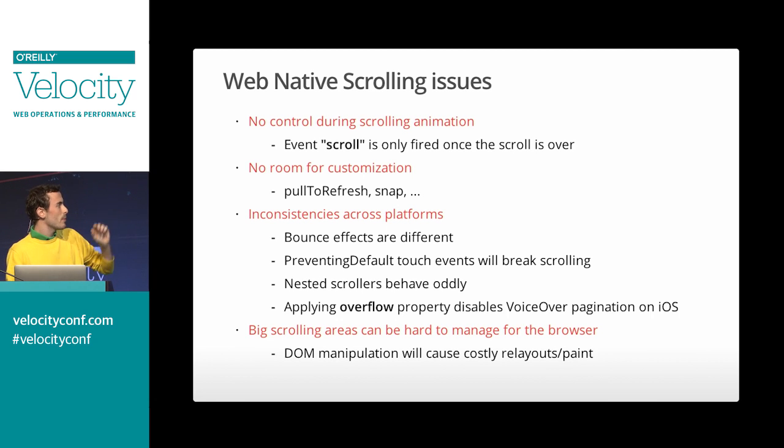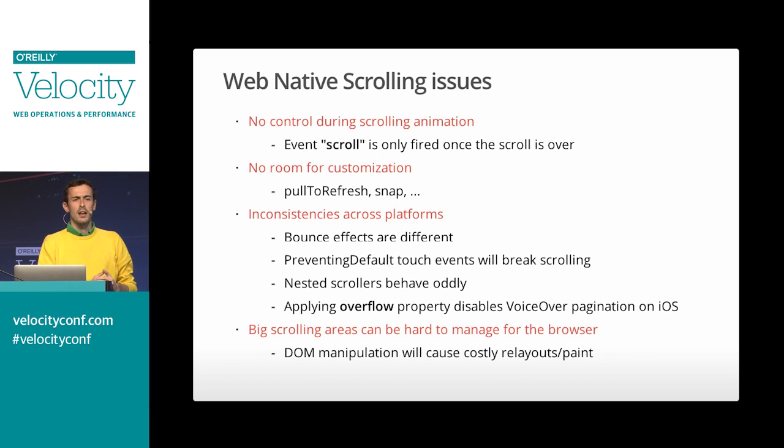So to cover them quickly, for example, we don't have control over the animation, right? As we scroll, we don't get any browser event that tells us, hey, we're scrolling, we're in this position. We just get one at the end, which tells us where we are. There's no room for customization, right? We all love things like native pull to refresh, and we cannot do that with native. And there's a lot of inconsistencies, right? So if you prevent default in iOS, it will just not scroll. Nested scrollers will behave oddly, and a bunch of other problems.